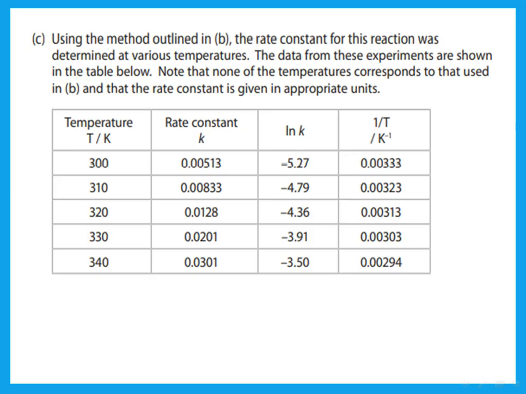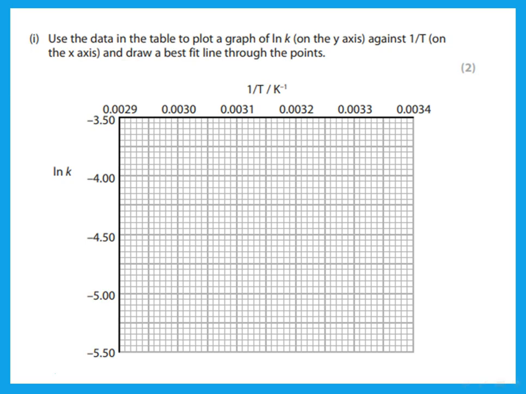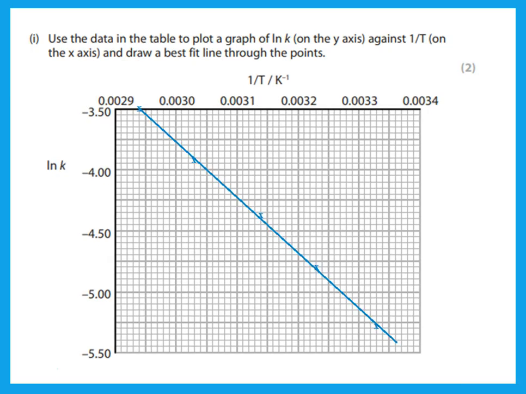Using the method outlined in B, the rate constant for this reaction was determined. So he has a value of temperature and K, so he can get ln K and 1 over T, and we're supposed to draw a graph. From that table, the graph looks like this. Please practice drawing these graphs so that you're used to them.